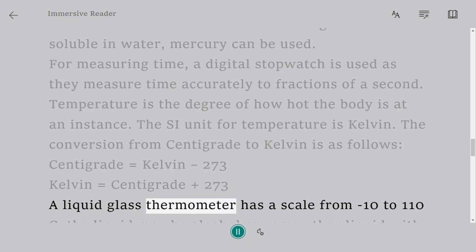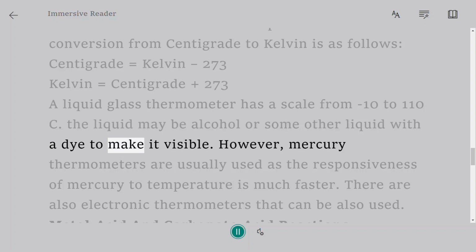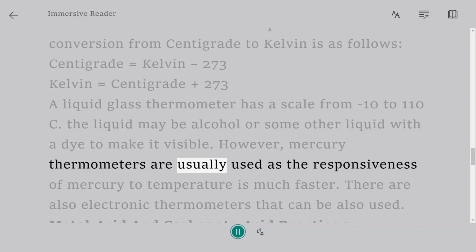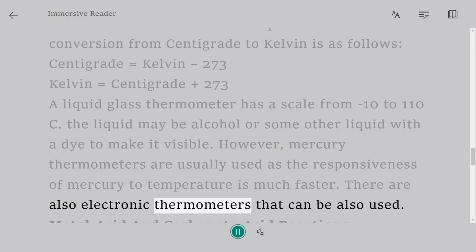A liquid glass thermometer has a scale from -10 to 110 °C. The liquid may be alcohol or some other liquid with a dye to make it visible. However, mercury thermometers are usually used as the responsiveness of mercury to temperature is much faster. There are also electronic thermometers that can be used.